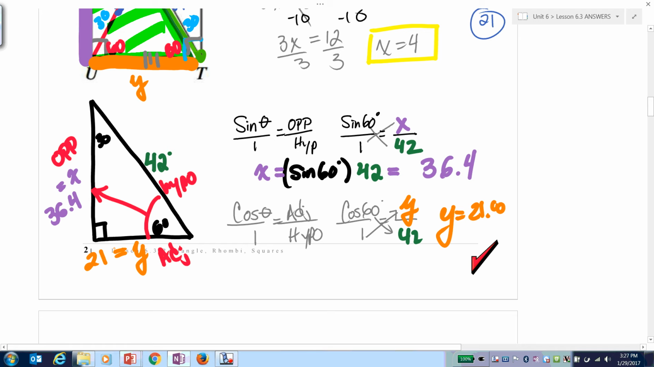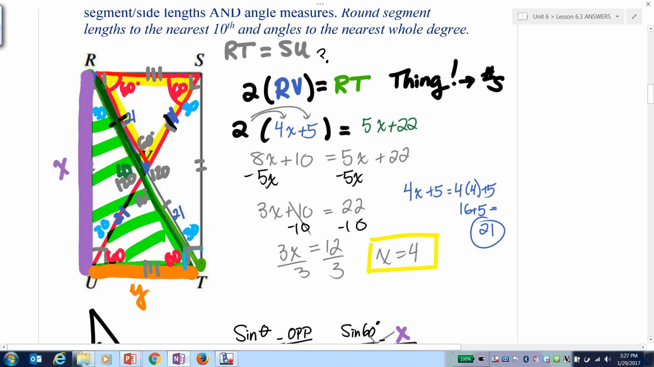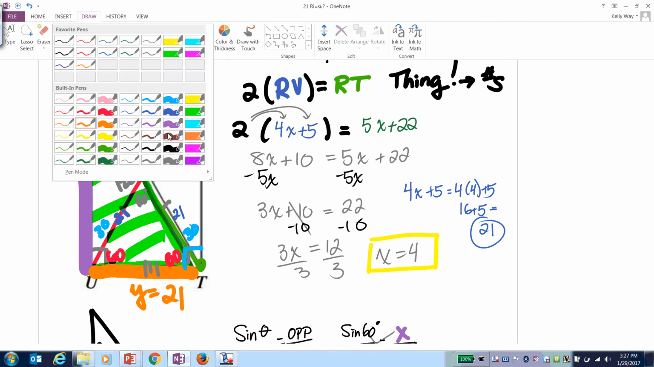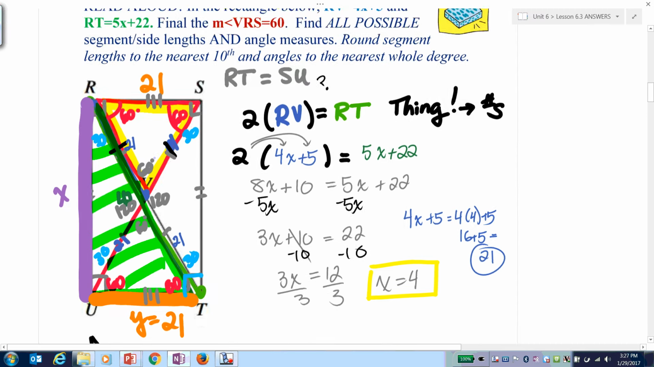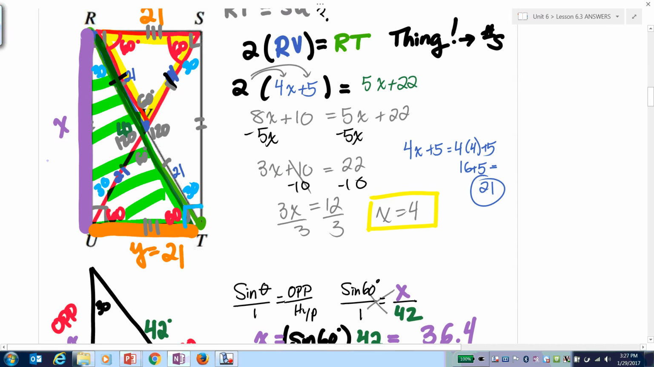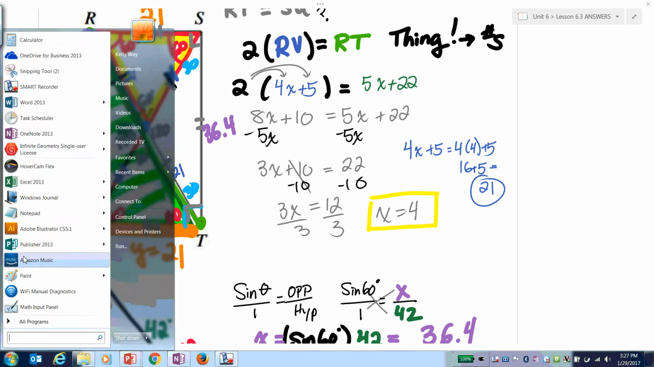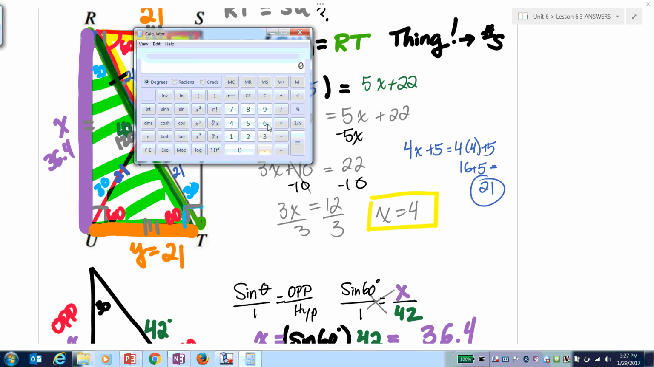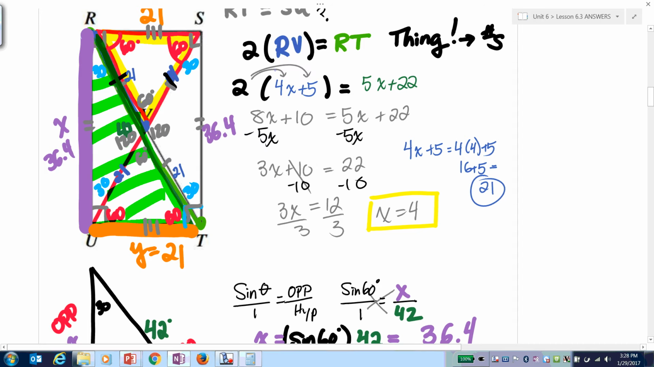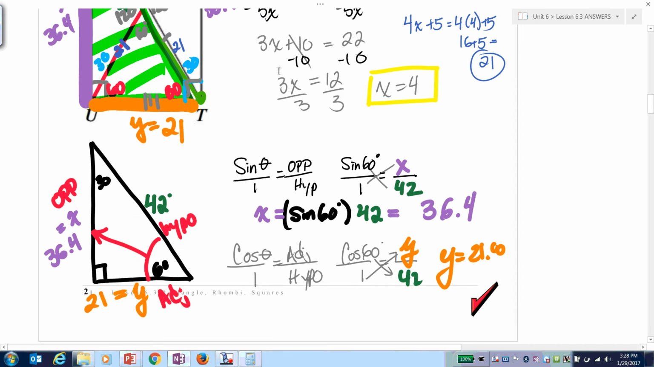So take a look up here. We just found that this is 21. And this is going to be 36.4, which you should also recognize as a 30, 60, 90. Let me prove it to you. That's going to be 21 times root 3. So square root of 3 times 21. Oh, looky there. It's 36.4. So you could have also used a 30, 60, 90 in this case, but SOHCAHTOA works in every case.